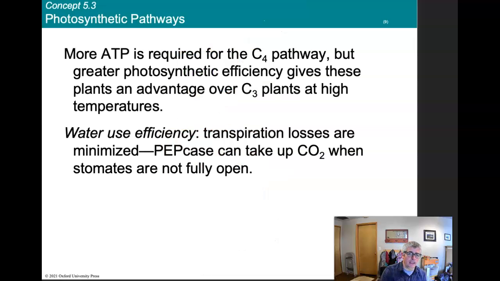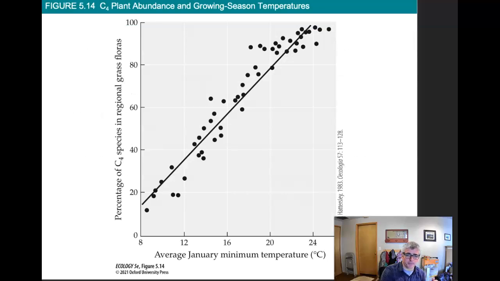More ATP is required for the C4 pathway, but it gives greater photosynthetic efficiency and gives these plants an advantage over C3 plants in high temperatures. So it's not as efficient, but it is the only way to go in really high temperatures where water is limiting. The water use efficiency is higher because transpiration losses are minimized, since the PEP case can take up CO2 when the stomates are not fully open. So it's more water efficient. It operates better at higher temperatures, but in a more moderate climate, C3 plants tend to do better.